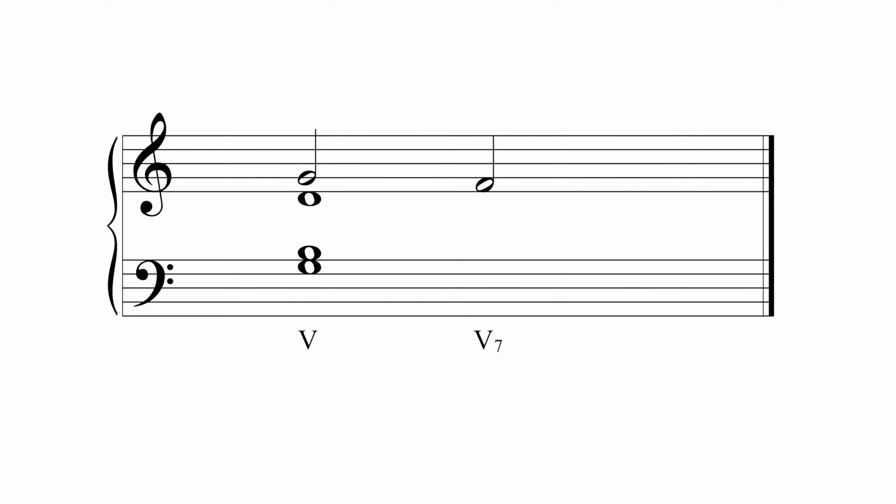One of the more common ways a 5 can go into a 5/7 is in the soprano. Here, the root of the G chord in the soprano moves to the 7th of the chord, which is the note F.